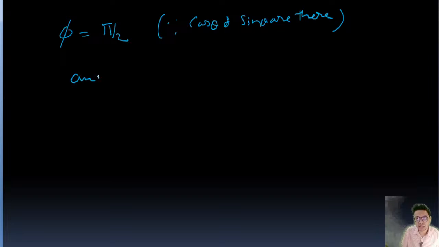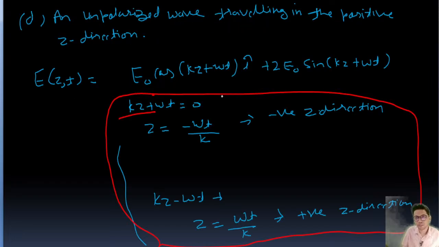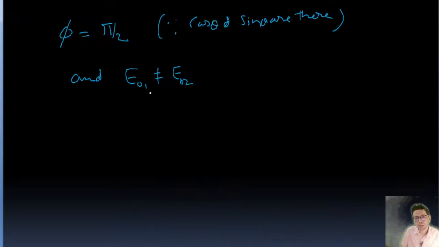We can also see E naught 1 not equal to E naught 2. Here this is E naught and this is 2 E naught, so E naught 1 is not equal to E naught 2. If theta is in the form of n pi by 2, we know that trick, I have already explained it in polarization of light, guys. Please check it. So if theta is in the form of n pi by 2 and the amplitudes are unequal, then it is elliptically polarized.